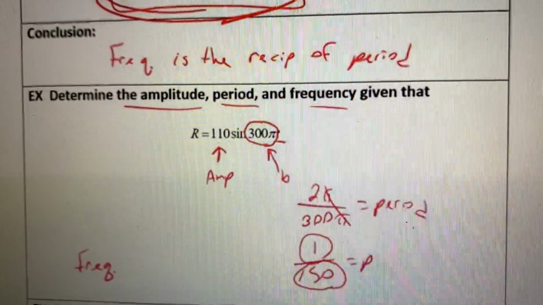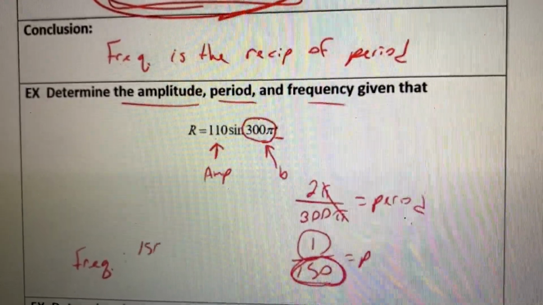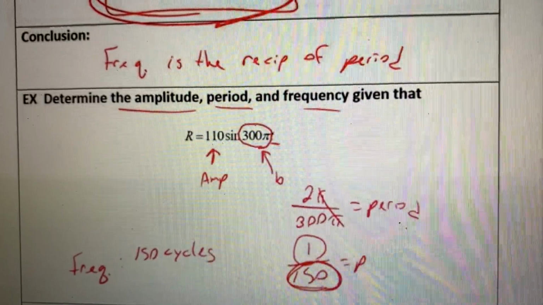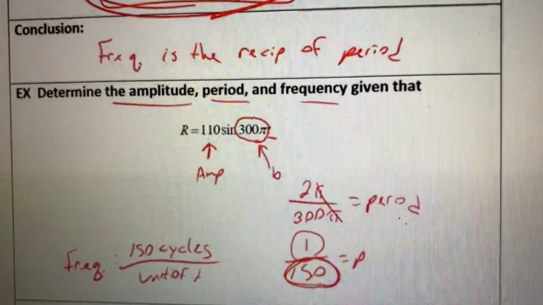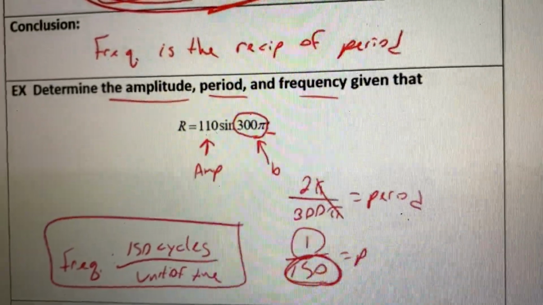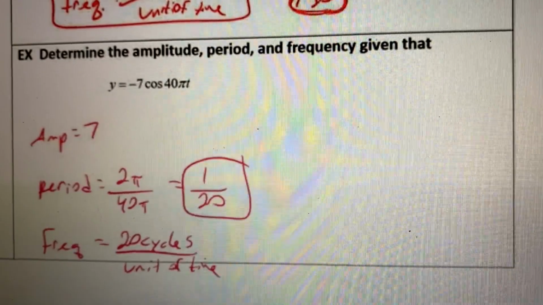Okay, so the frequency is a reciprocal of that. So what the frequency says is I'm going to have 150 cycles per 1 second or whatever the unit of time is. It didn't give it to us here. So it's just a reciprocal of that. Okay, so go ahead and try this one.